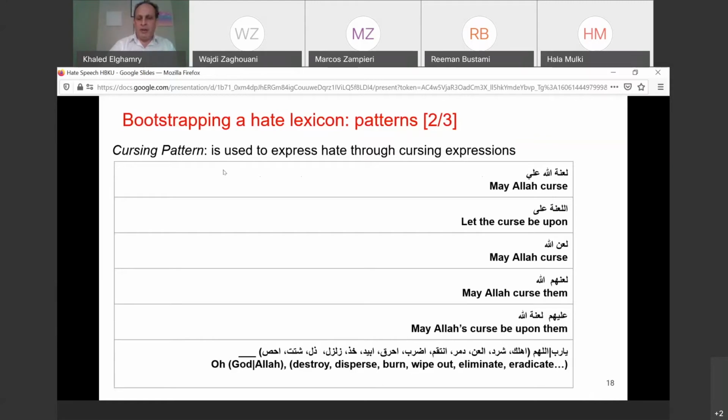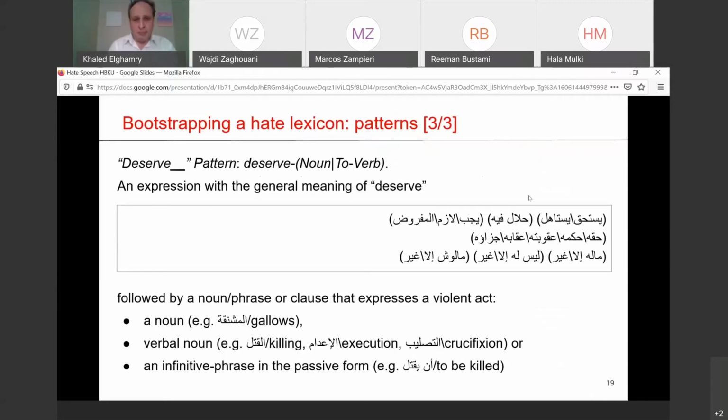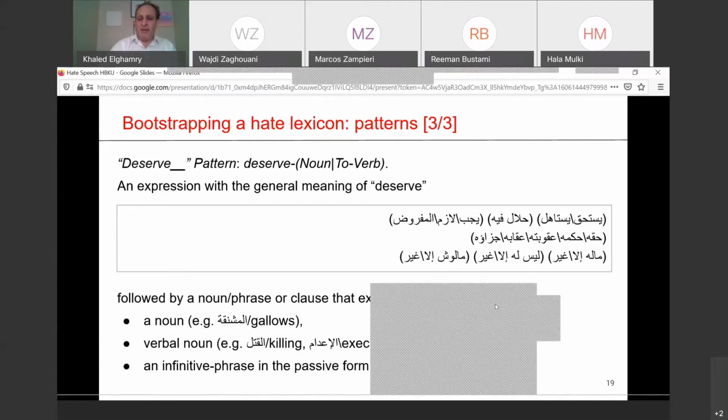The third and most important pattern is the deserve pattern. This pattern is basically an expression with the general meaning of deserve, which is usually a noun or a verb like يستاهل, يستحق, or حلال فيه, or يجب, or لازم, or حق, or one of these deserve-meaning words or expressions, followed by a noun or phrase that expresses a violent act.